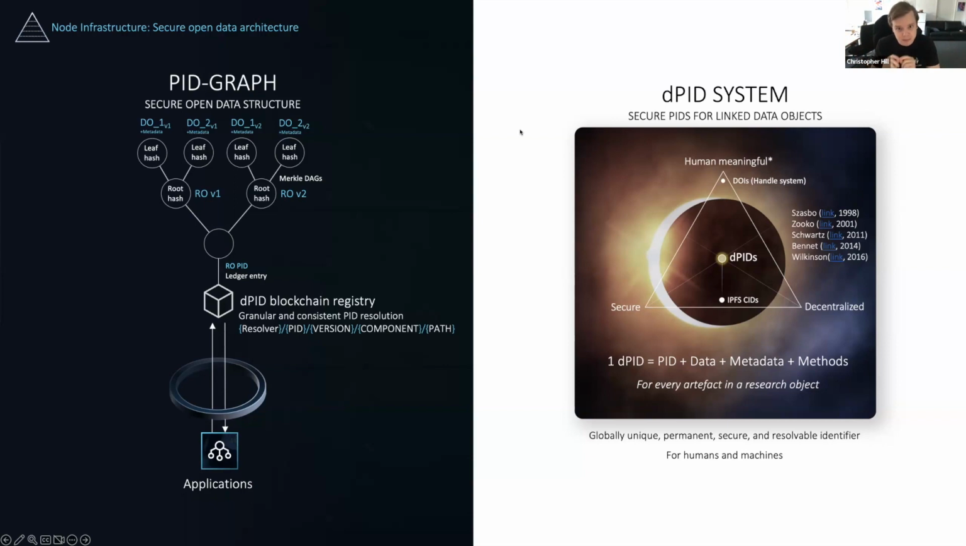So how do we address that? Well, we have this system called DPIDs. Interestingly, the person who had the intuition how to solve Zooko's triangle was Aaron Swartz, the open internet activist. And he wrote in a famous blog post that blockchains actually allow us to combine these 3 properties of a naming system. And what does that mean? That means every object in your research object, your code, your data, any file you have in there has essentially a unique PID plus data, plus metadata, plus methods for every digital object. There's no limitation to it like there is today. And this allows us to have globally unique, permanent, secure, and resolvable identifiers for humans and machines.